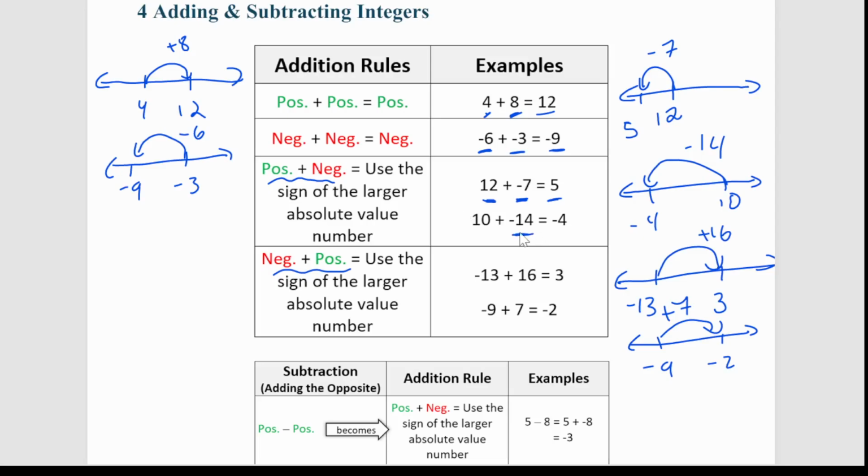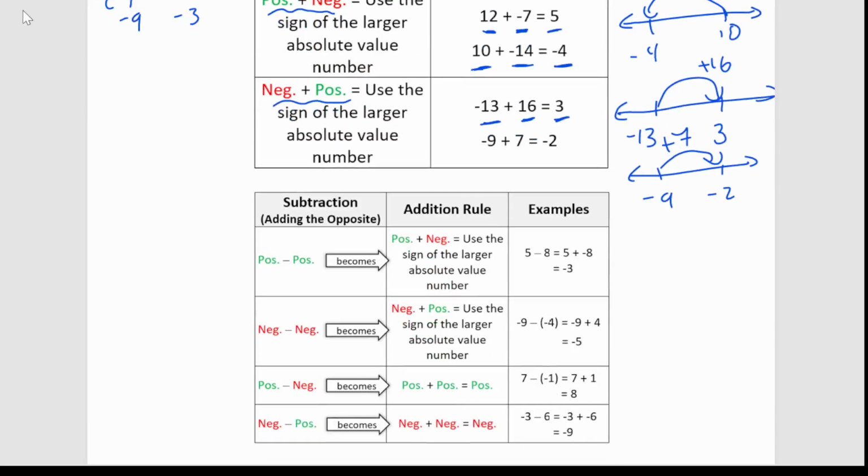When I have 14 minus 10, that is 4, but 14 is bigger and the 14 is negative, so the answer is negative 4. When I have 16 minus 13, that is 3, and 16 is bigger, so that is what I'm ultimately going to keep the sign of, etc.